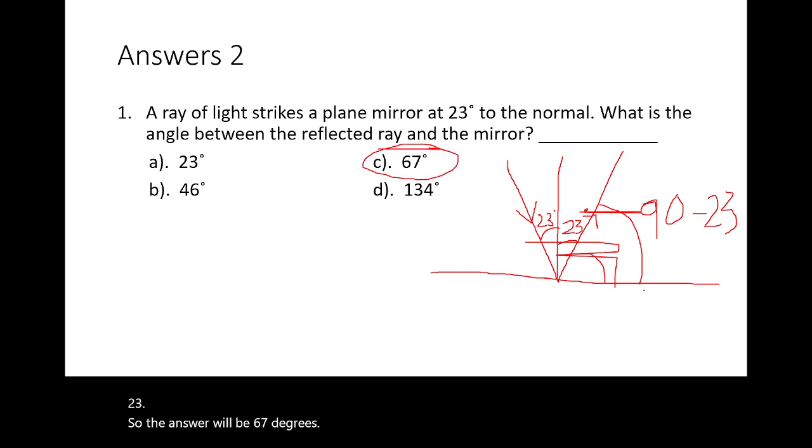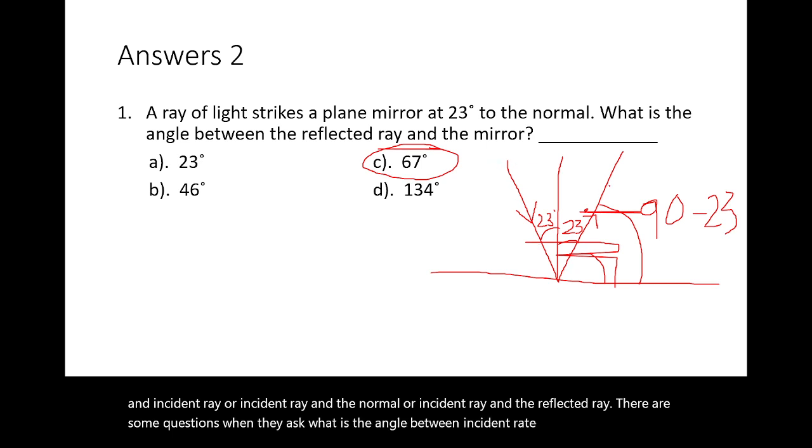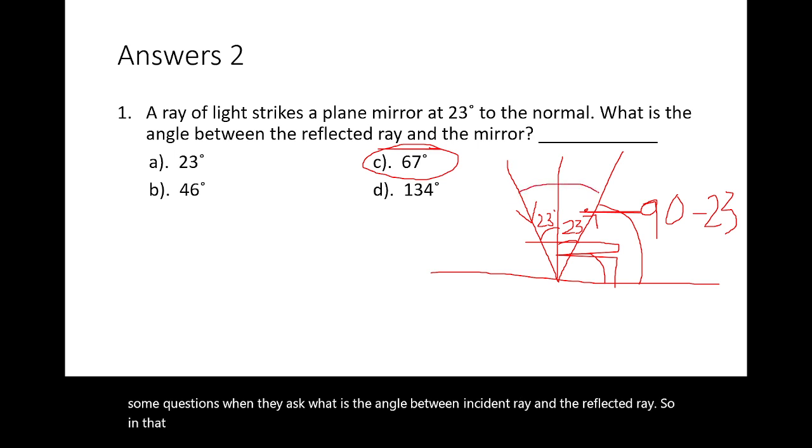Got it? You need to be careful which angle is asked in the question. It is the angle between the mirror and incident ray, or incident ray and the normal, or incident ray and the reflected ray. There are some questions when they ask what is the angle between incident ray and the reflected ray. So in that question the angle will be 23 plus 23, 46 degrees.